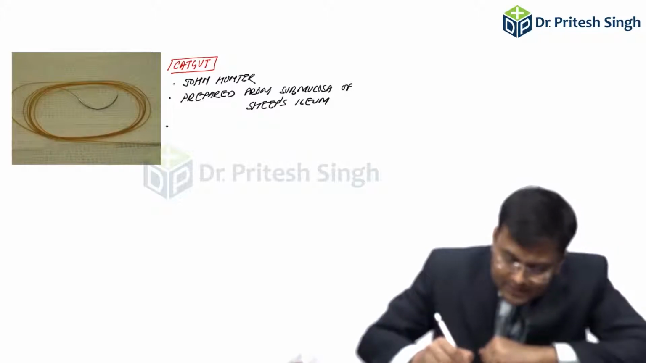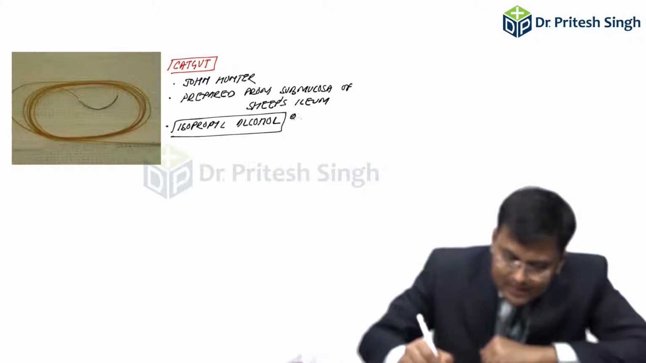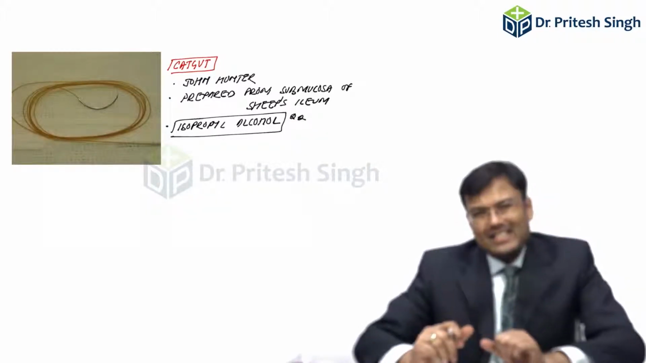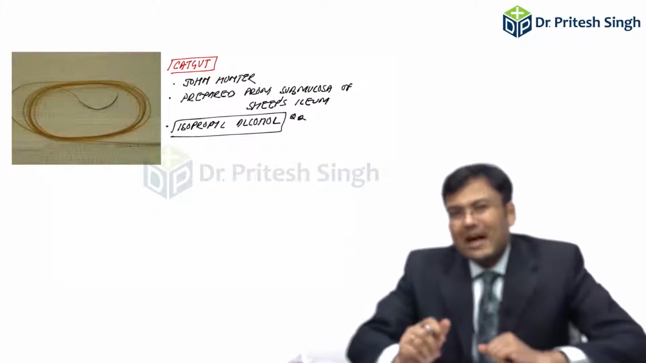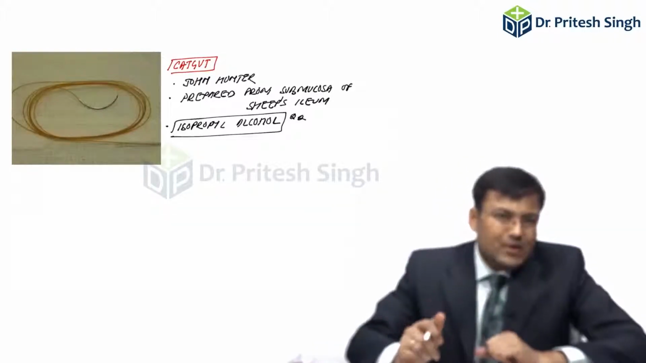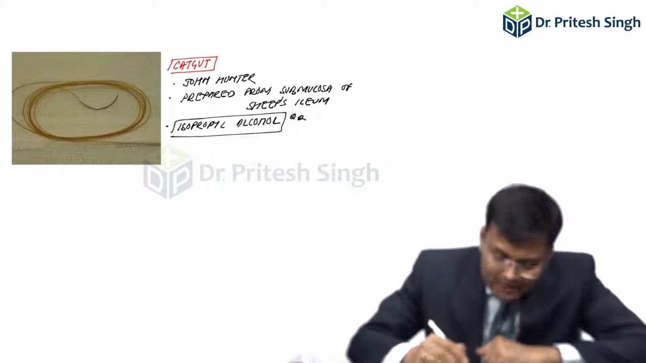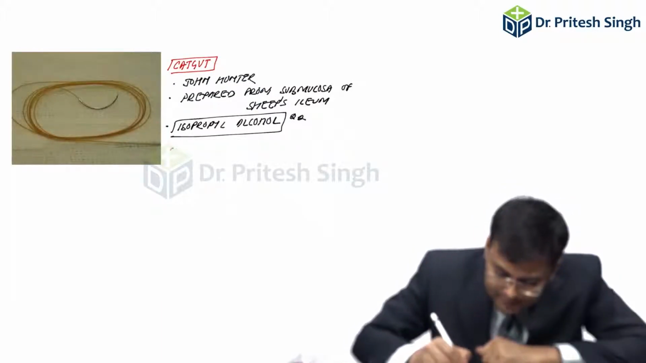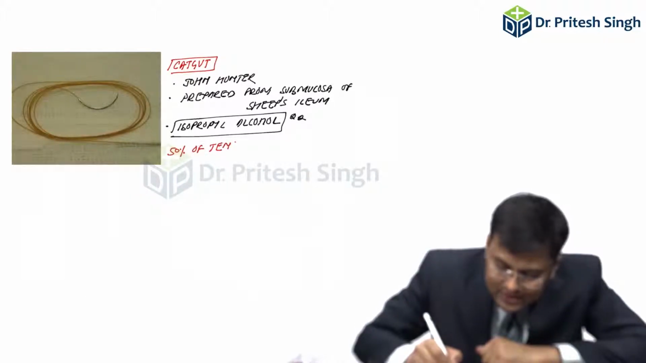We use one preservative for packaging of catgut. This is frequently asked. The preservative used for packaging of catgut is isopropyl alcohol, because it's a natural absorbable suture. After that, it loses 50% of its tensile strength. 50% of its tensile strength is lost in 3 days.